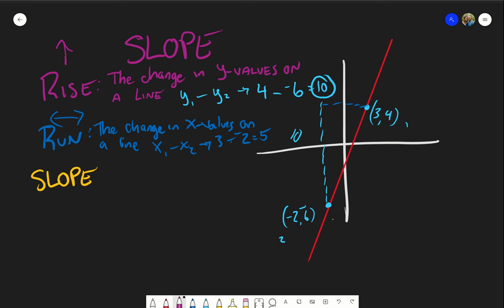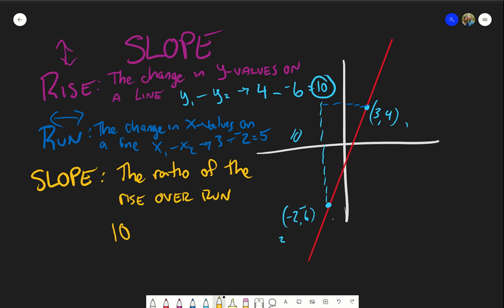Rise is up and down. And then my slope is the ratio of the rise over run. So I take my rise, I divide it by my run, and that gives me my slope. So my rise was 10, my run was 5. 10 divided by 5 is 2. I have a slope of this line of 2.